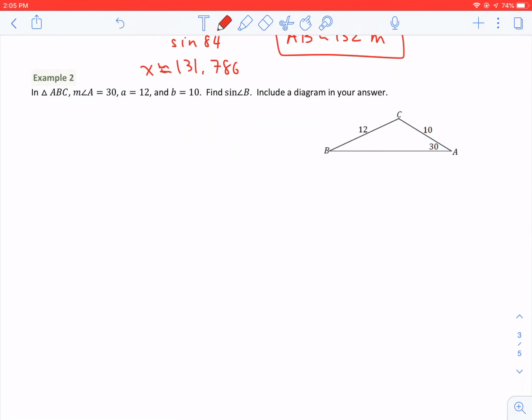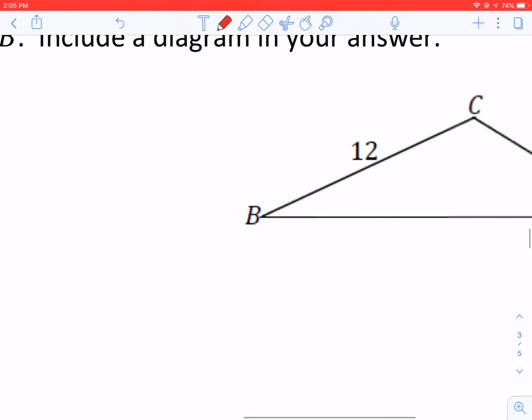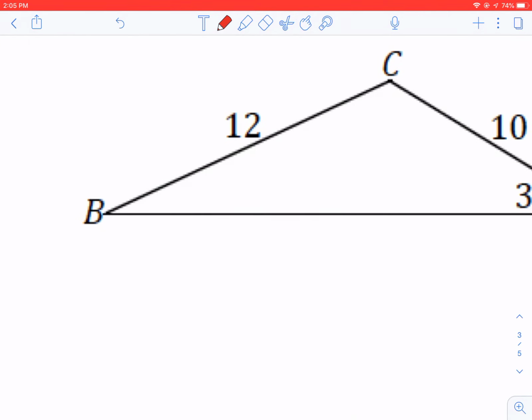All right, let's do one more quick example. Find the sine of angle B. So this time we're looking for angle B. We're looking for this measurement.